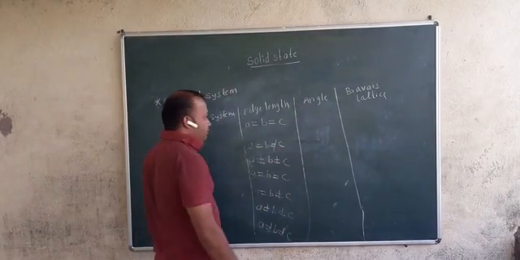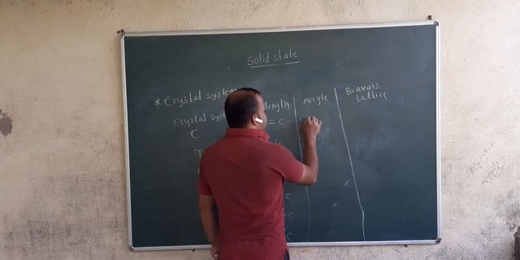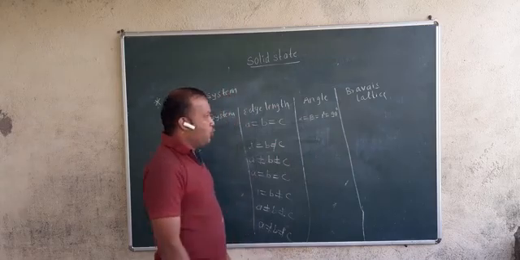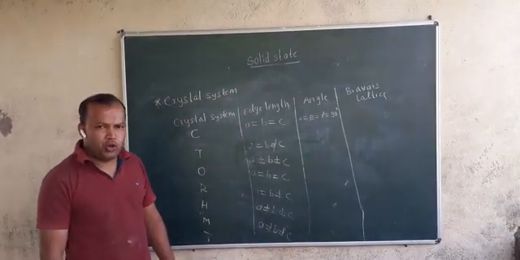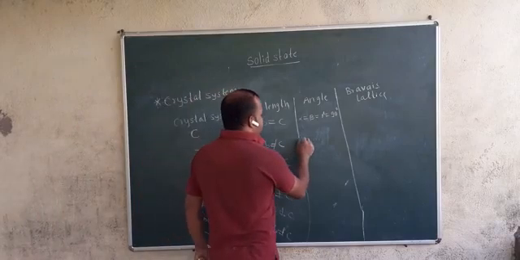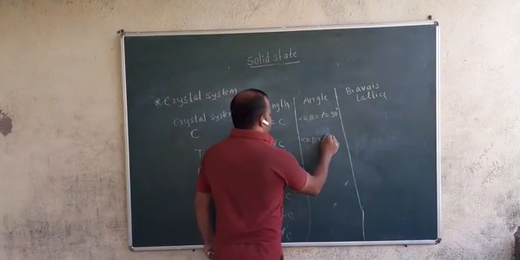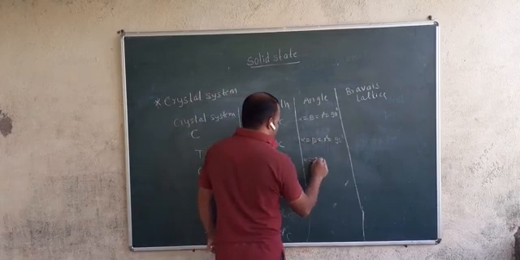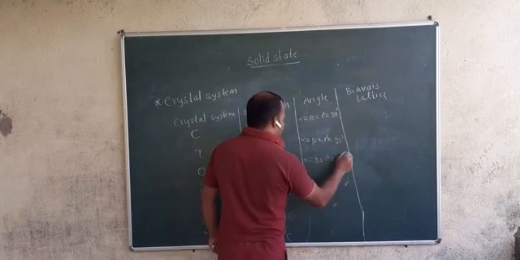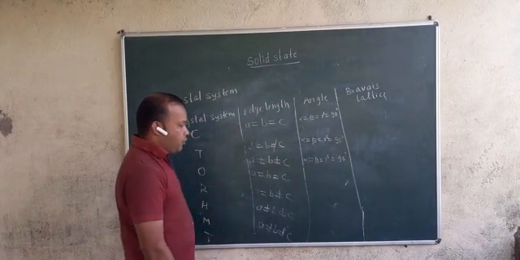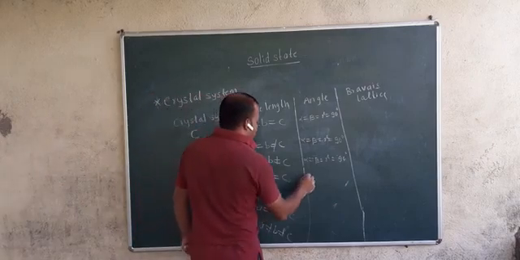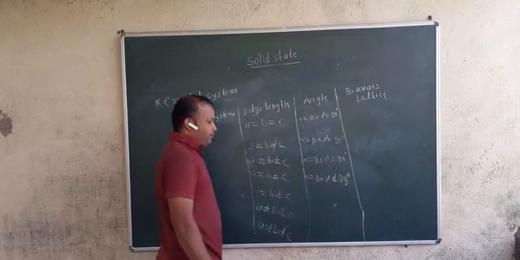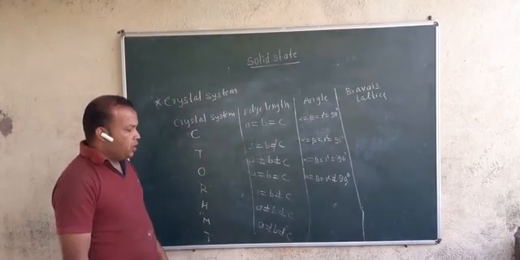Now we'll see the angle. First, alpha is equal to beta, beta is equal to gamma, gamma is equal to 90. Second also the same. Third one also the same: alpha is equal to beta, beta is equal to gamma, gamma is equal to 90. Okay, so the fourth you need to remember is alpha is equal to beta, beta is equal to gamma, gamma is not equal to 90.